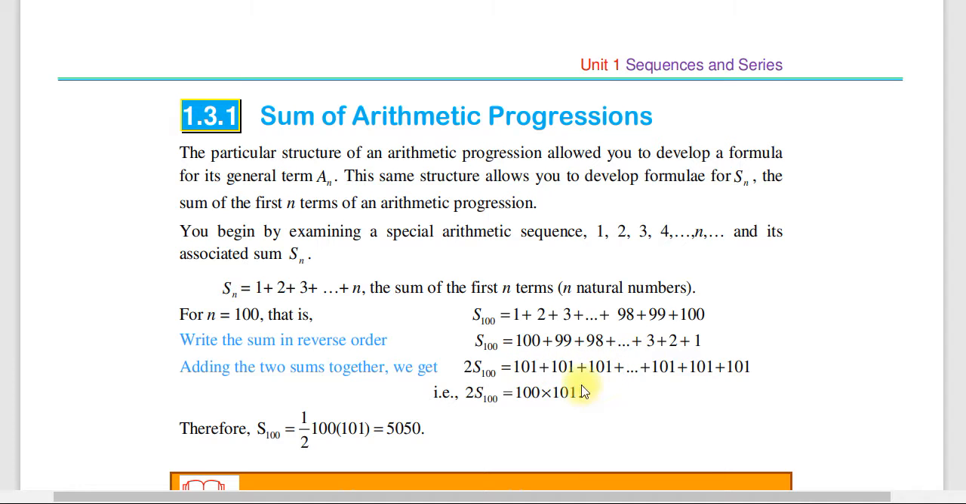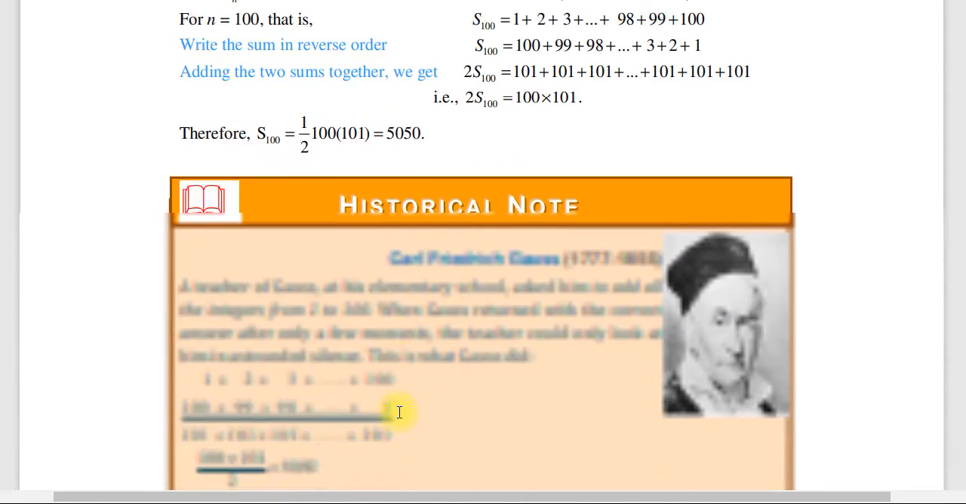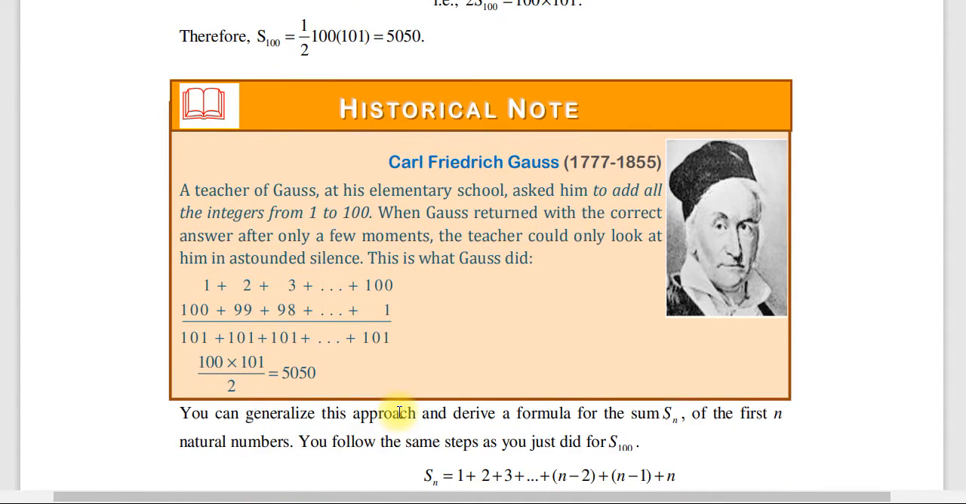100 ጊዜ ስለሆነ 100 ታይምስ ኦፍ 101 ይሆናል። ስለዚህ ኦቨር ቱ ብናደርገው s100 is equals to 1/2 into 100 times 101 which is 5050 መጣ። ኦኬ ስለዚህ ይችን እንደ ሂንት ትሆናለች የታች ፎርሙላ ስንወጣ ማለት ነው። ይህን አሰራር የሰራው ማን ነው?